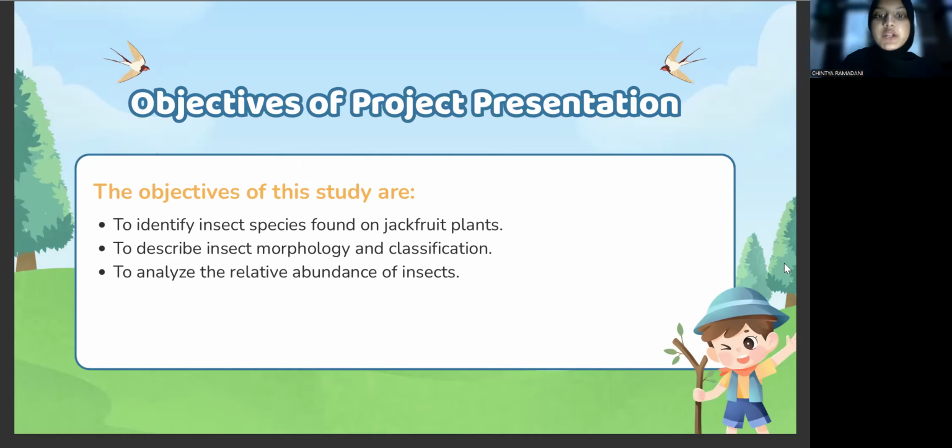Objective of project presentation. The objectives of this study are to identify insect species found on jackfruit plant, to describe insect morphology and classification, and to analyze the relative abundance of insects.